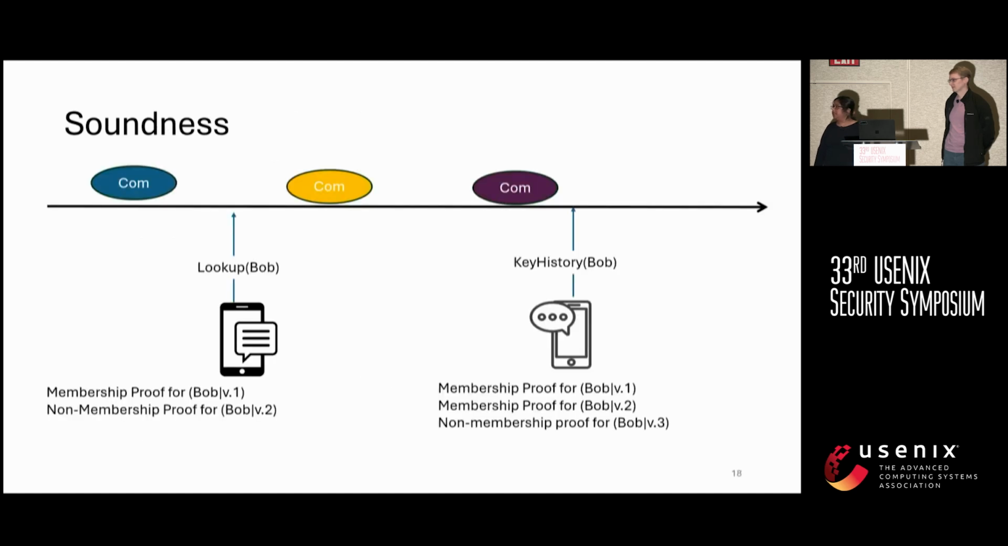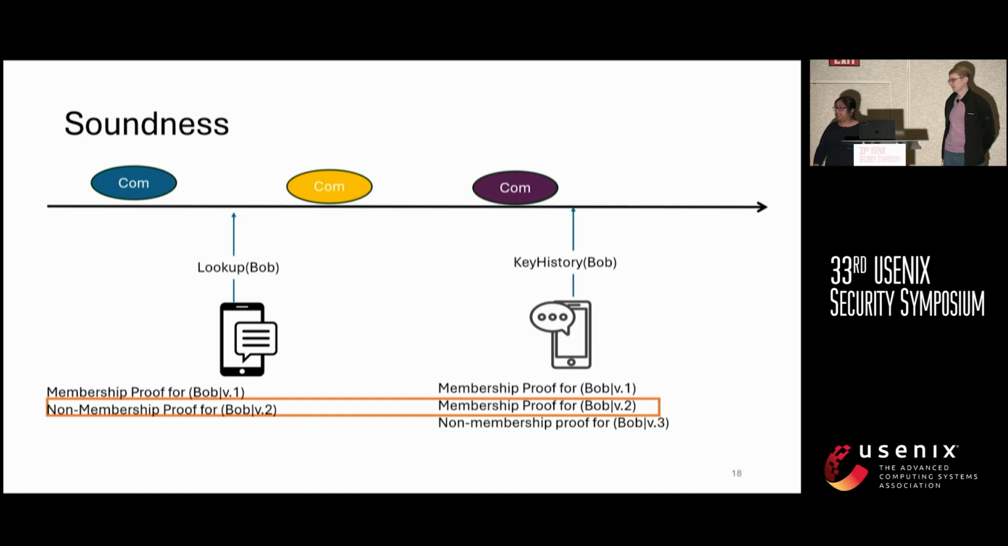So why does that work? It's very simple to see. We are with this example with Alice. Bob's current key is at version 2. So when Bob did his key history, he got these proofs: membership for version 1 and 2, and non-membership for version 3. Now let's say when Alice is looking up Bob's key, the service provider tries to provide a stale key, like an old key, say version 1. Then it has to show a non-membership proof for version 2, whereas in the key history proof it shows a membership proof. So that directly contradicts the soundness of this cryptographic primitive, ADC.